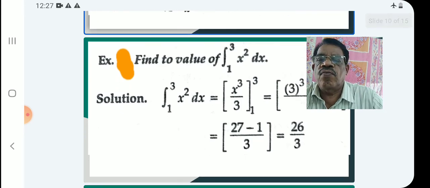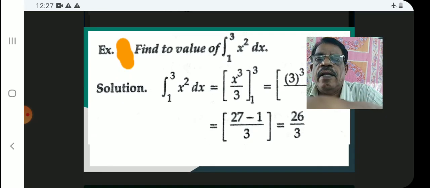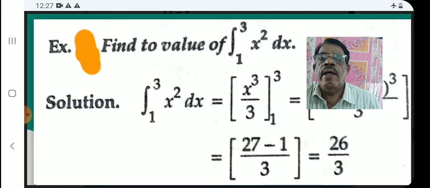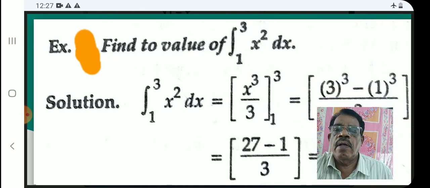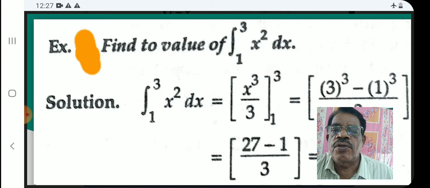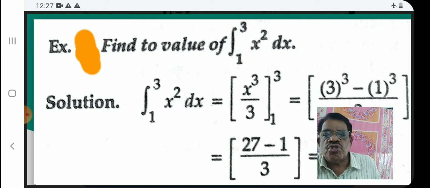Here is a question. Find the value of integral 1 to 3 x square dx. This is a definite integral. Therefore, there is no constant of integration.